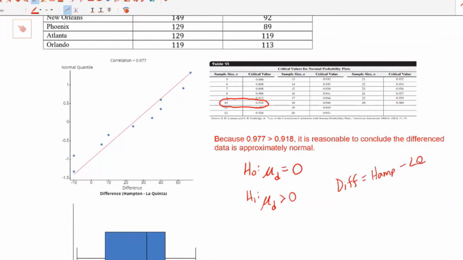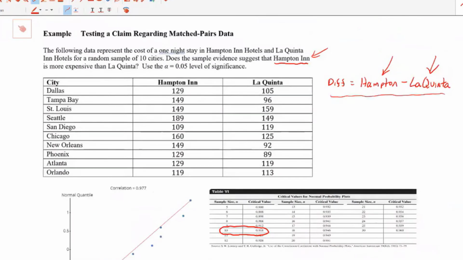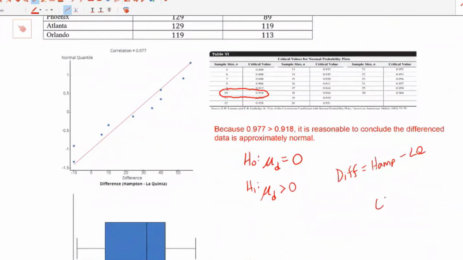Just as an aside, if instead of doing Hampton minus La Quinta, we did La Quinta minus Hampton, now you would expect that difference to be what? Negative. Negative, and your alternative would be a less than alternative. So it's super, super important when you're determining your null and alternative hypotheses to clearly specify how you're computing your differences, because that will play a role in the direction of your alternative hypothesis when you're doing a one-tailed test.